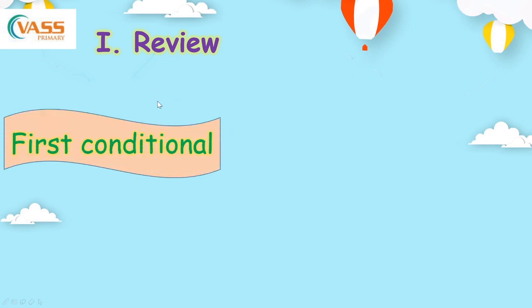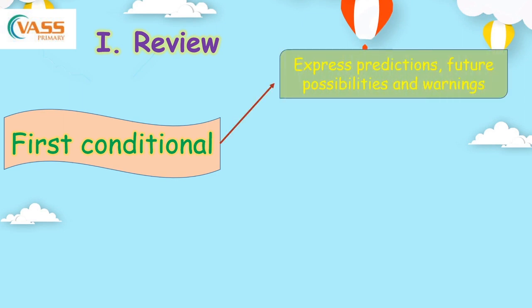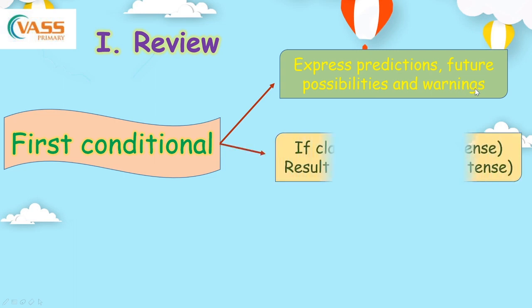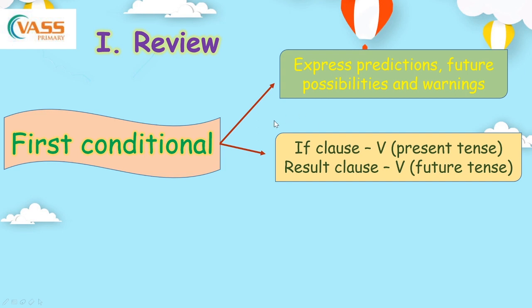First conditional. So we use first conditional to express predictions, future possibilities, and warnings. We have two clauses in the first conditional. We have an if clause. And remember, the verb is in present tense in the if clause, and in the result clause, the verb is in future tense. Also remember, the if clause could be first, or the result clause could be first.